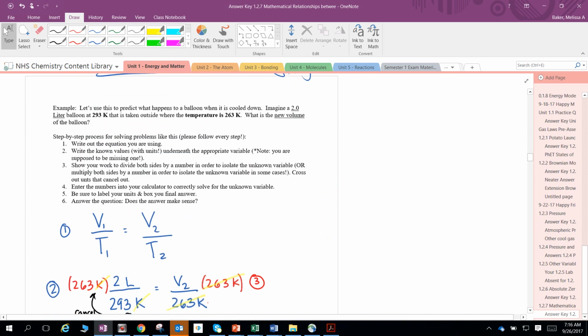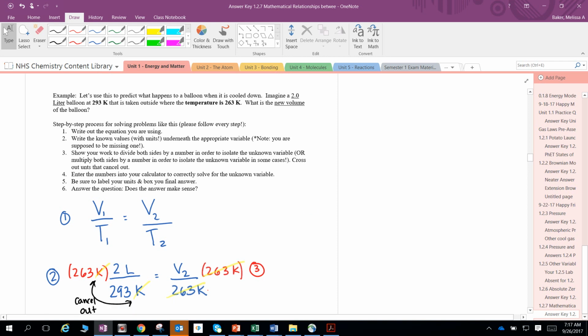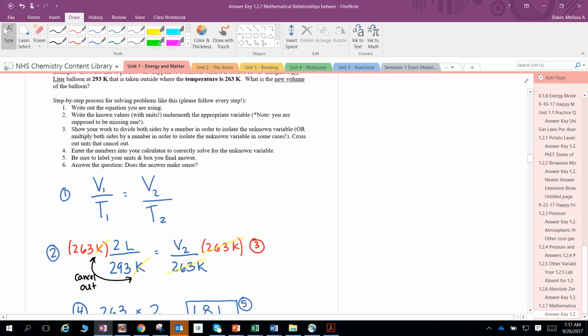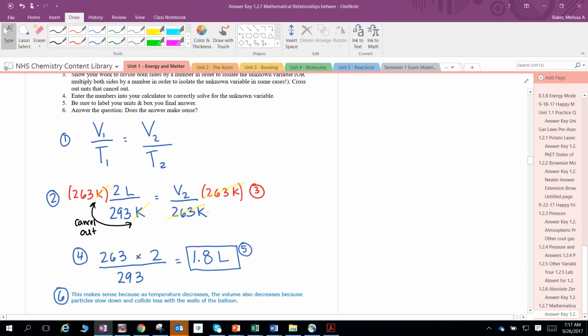All right, so what if you've got a 2-liter balloon at 293 Kelvin and all of a sudden you take it outside and the temperature is now 263 Kelvin. So you're assuming that the pressure is the same because you're not going to the top of a mountain or something. It's just colder outside. It's pretty relatively the same, we should say. So how are we going to solve this? Well, our new equation is V1 over T1 equals V2 over T2.